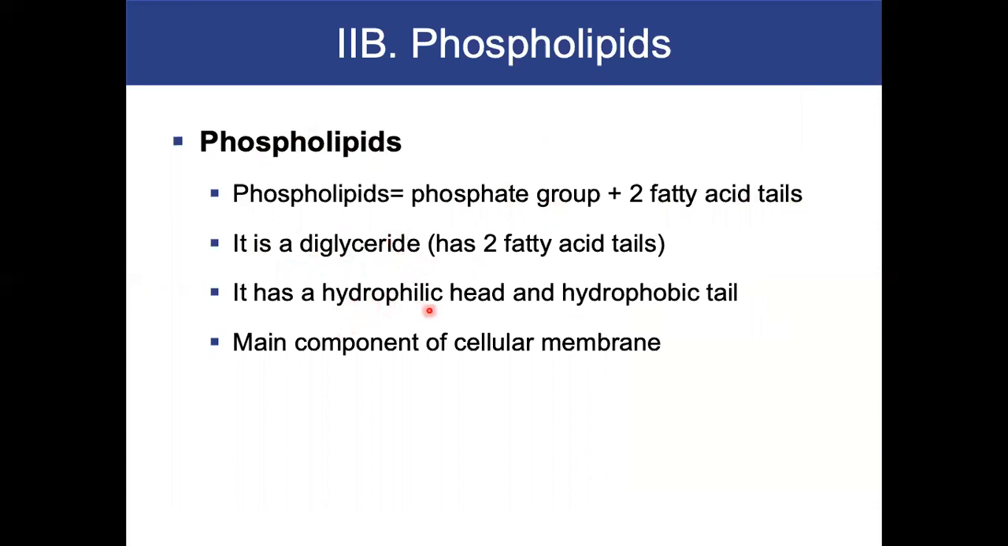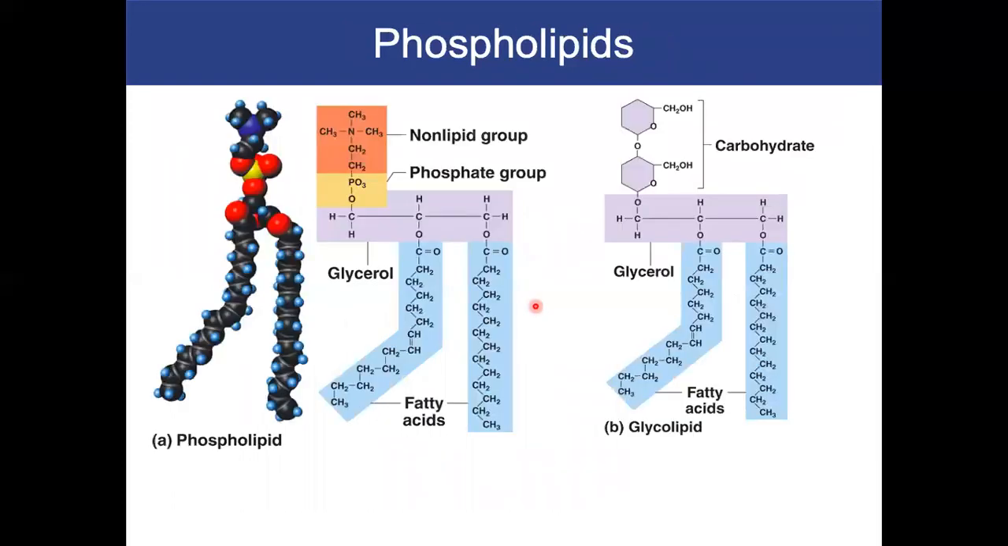It has a hydrophilic head because it has a phosphate group, and then the fatty acid tails are hydrophobic. What does hydrophilic mean? It's water loving. What does hydrophobic mean? Water fearing. This is a main component of our cell membrane. All right, so here's a picture of a phospholipid.